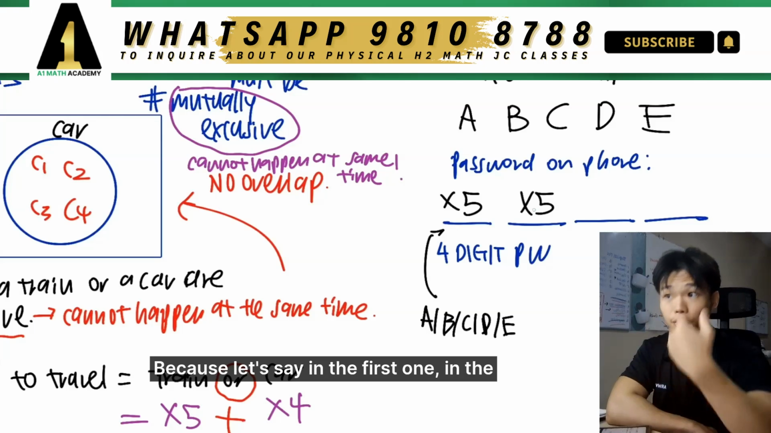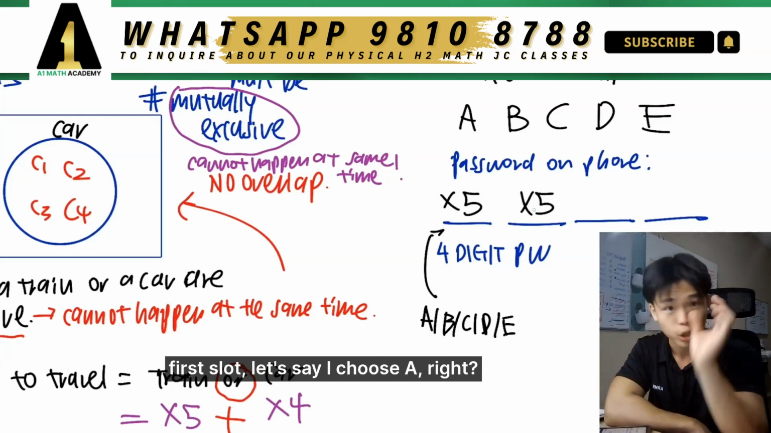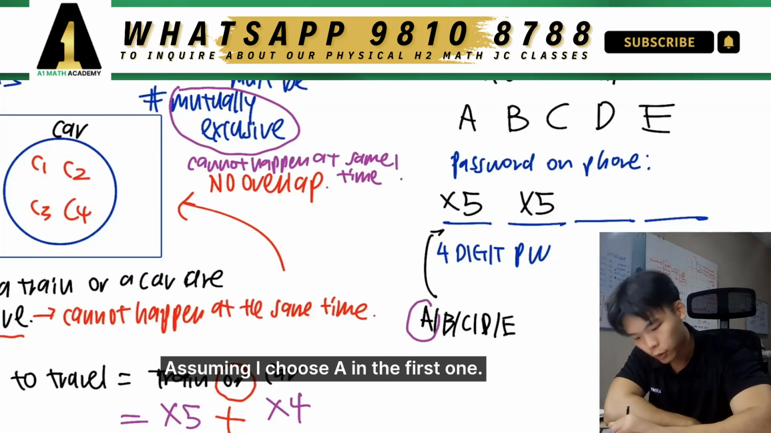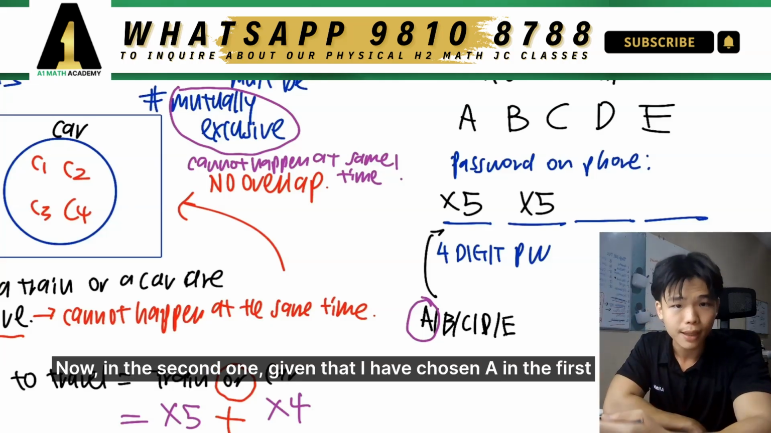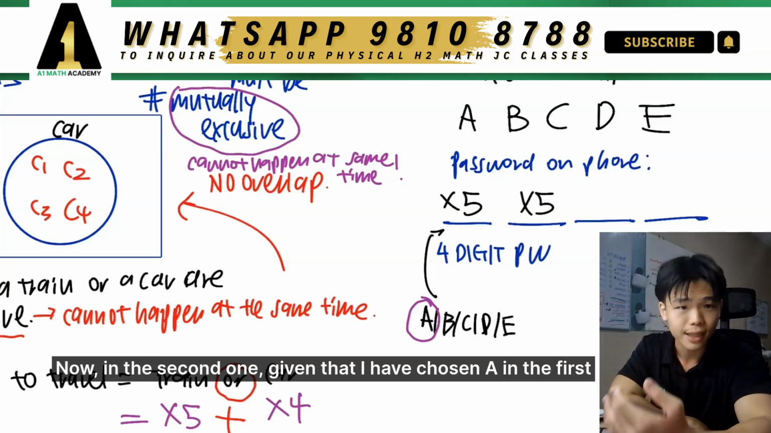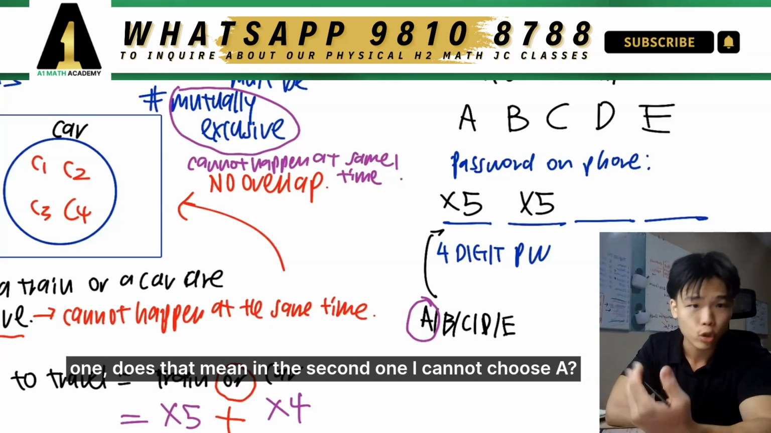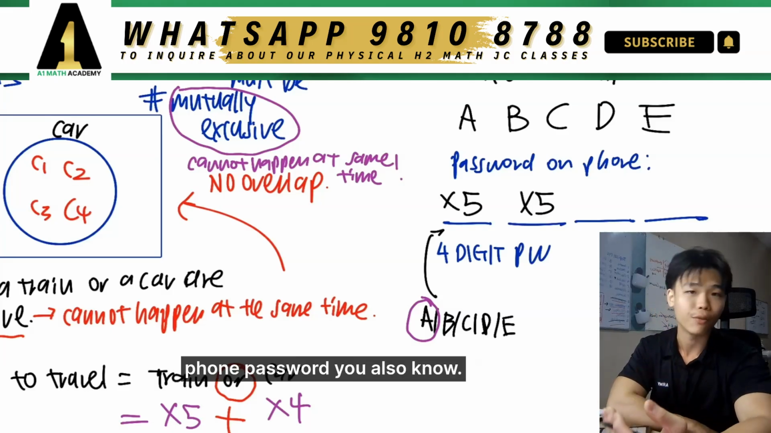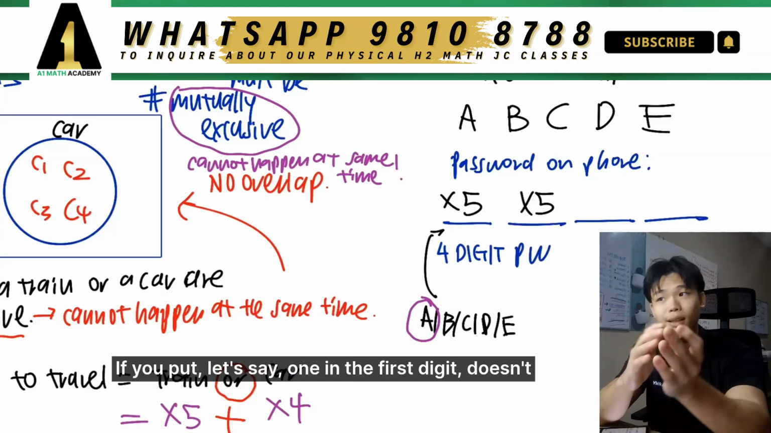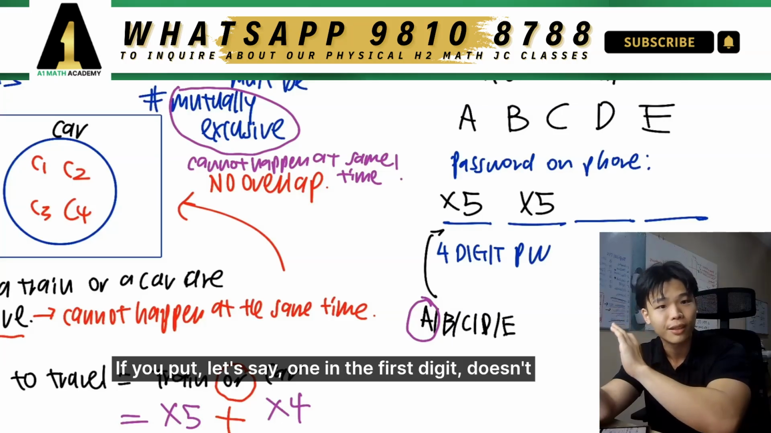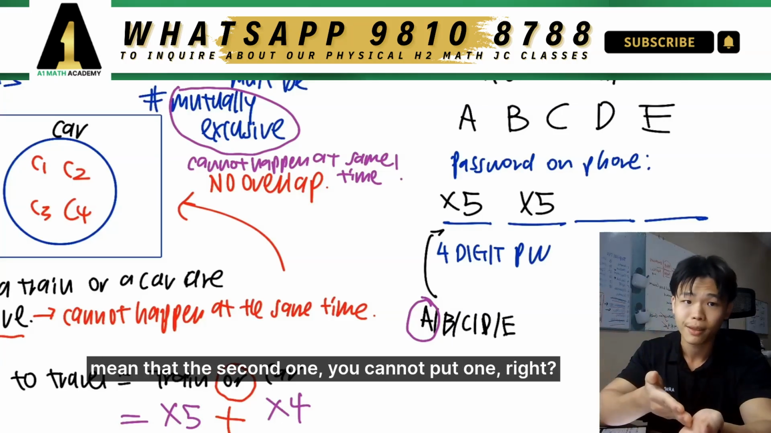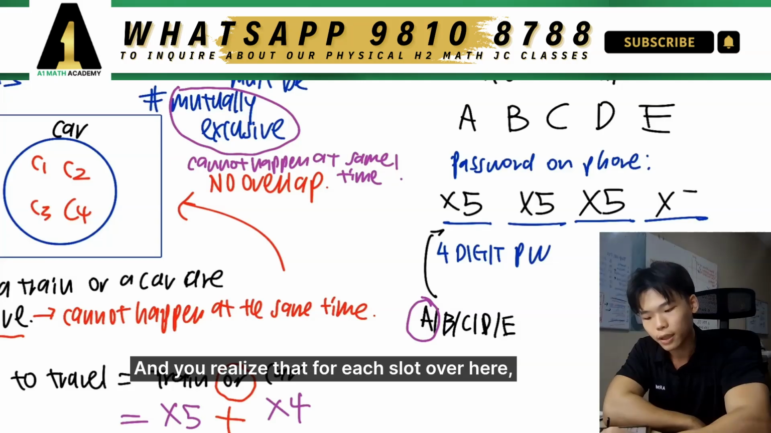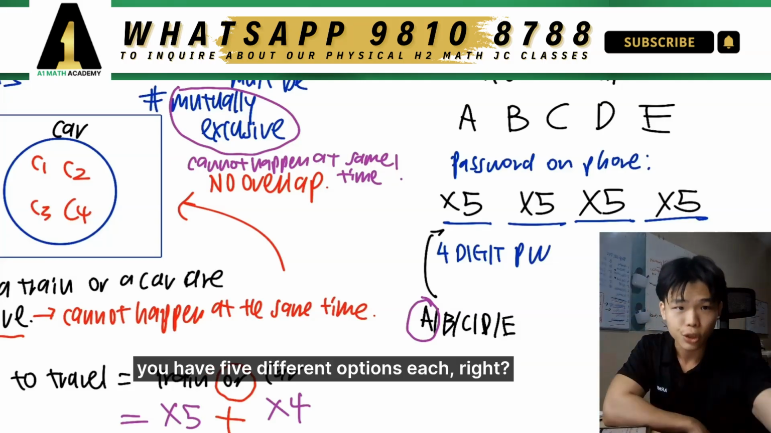Because let's say in the first slot, I choose A, right? Assuming I choose A in the first one. Now, in the second one, given that I have chosen A in the first one, does that mean in the second one I cannot choose A? The answer is no, right? And you yourself, having your own phone password, you also know, right? If you put, let's say, 1 in the first digit, doesn't mean that the second one you cannot put a 1, right?